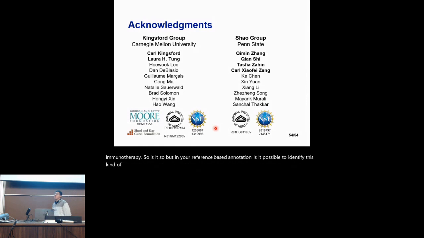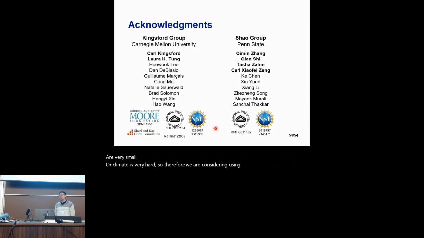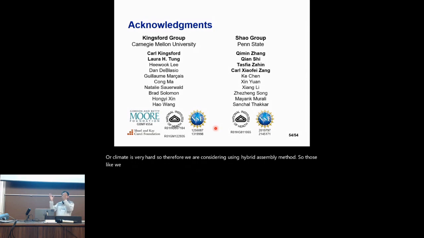Yeah, I'd say it's very, very challenging. The tiny exons are very small, so alignment is very hard. Therefore, we are considering using a hybrid assembly method. For those tiny exons, we don't actually map them; we keep them as unaligned. For the part of the reads that can be aligned accurately, we use that. Otherwise, we keep the read itself. Yeah, I see. So that could be one possible solution. Thank you.